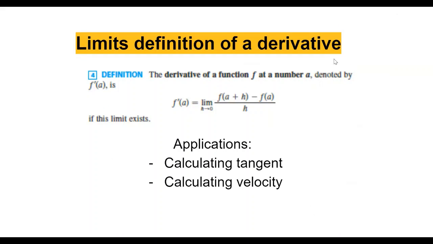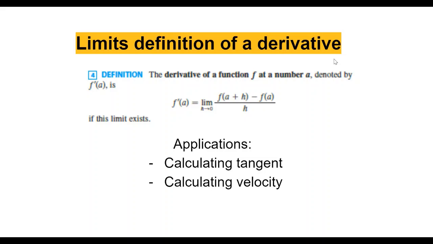Let's deal with the idea of the limit definition of a derivative. When it comes to limit definition of derivative, the questions would mainly be concerned with calculating the tangent and calculating velocity. And the limit definition of derivative is f dash of x, which is also the derivative of the function of x at number a, can be defined as limit h tends to 0, f of a plus h minus f of a by h.